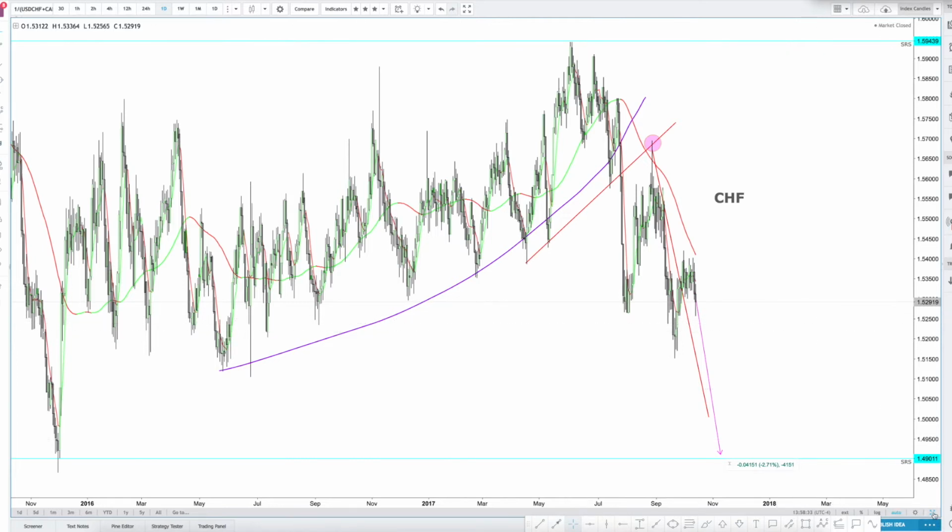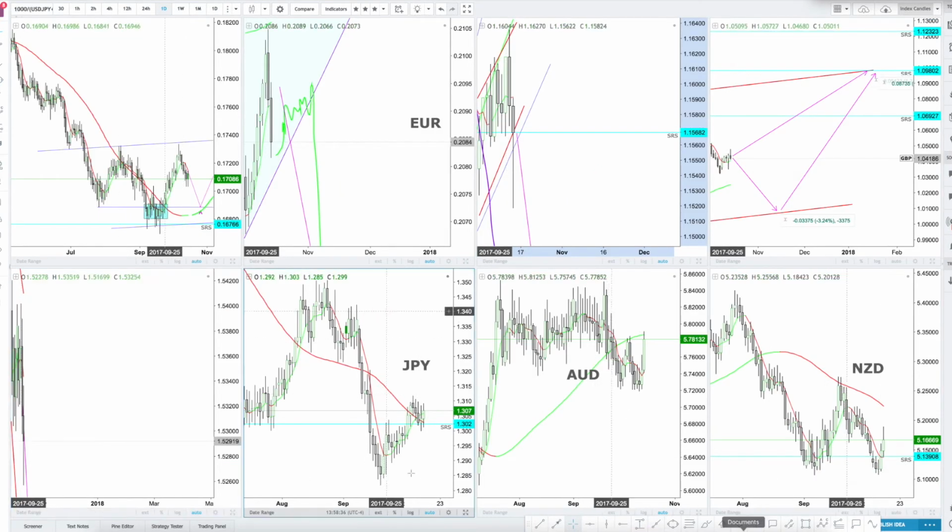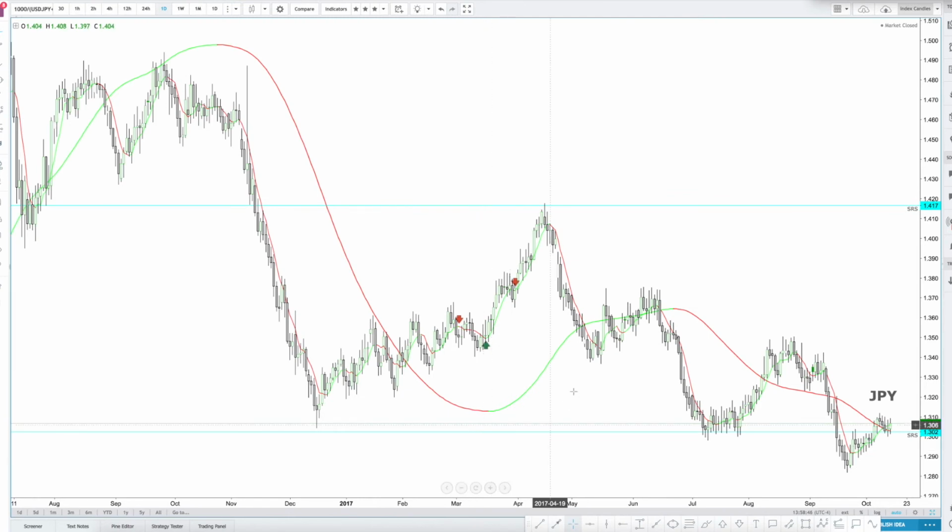So let's move to the next. Japanese yen. Let's see. Japanese yen.